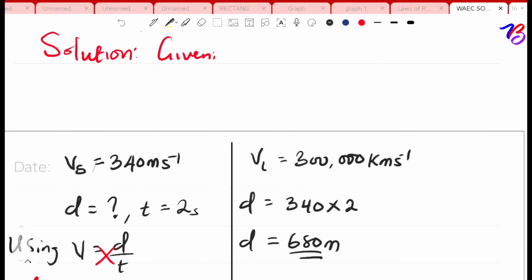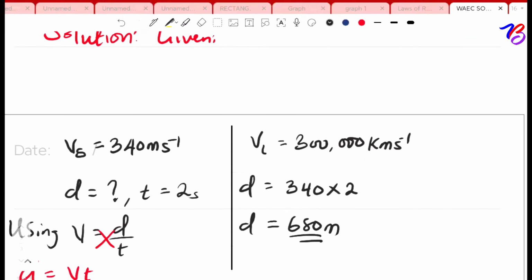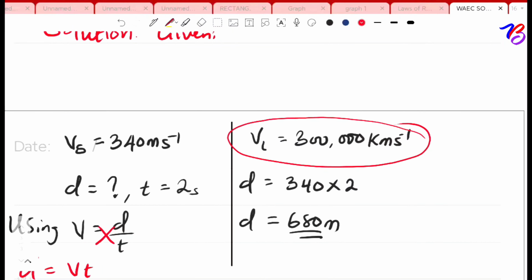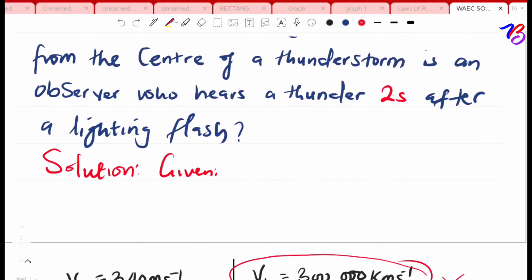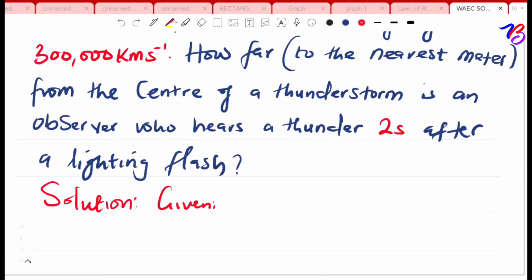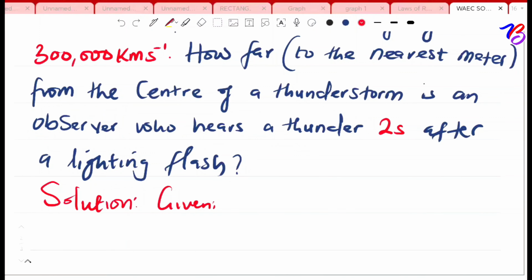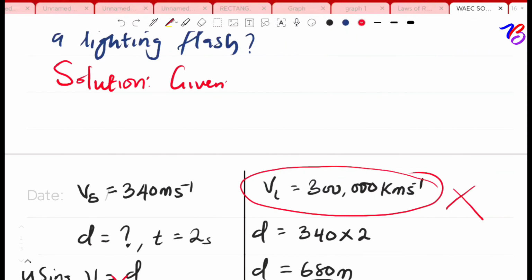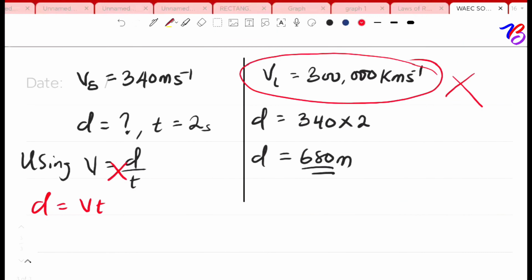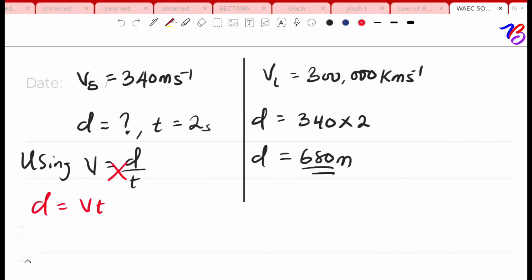If you observe, we didn't make use of V of L, which is 300,000 kilometers per second. Why? Because the question concerns the sound. The observer hears a thunder, so it has to do with the sound, not the lightning flash itself. So the area of concentration is the thunder, which is why we did not use V of L, because it's also constant. So thank you. Join us for the next question.